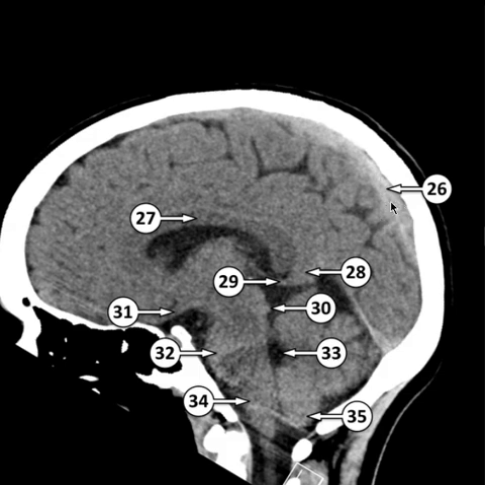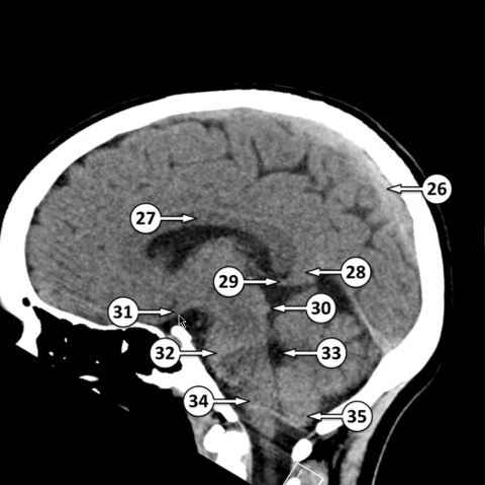26 is the superior sagittal sinus, and 27 is the body of the corpus callosum. 28, this is the great cerebral vein of Galen, and 29 is the internal cerebral veins. 30 is the inferior colliculus.